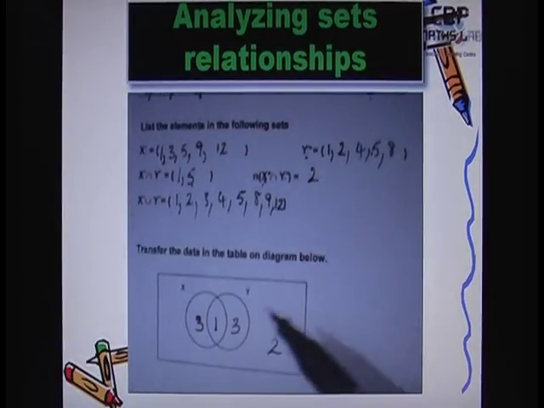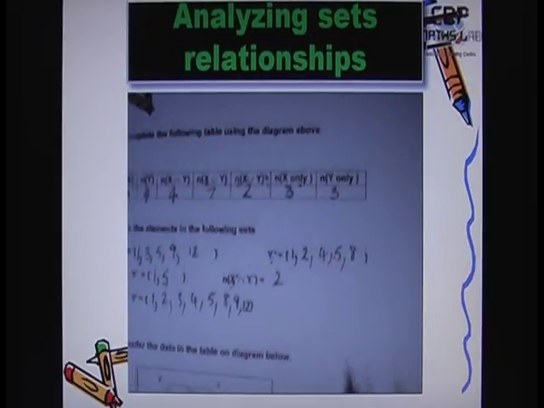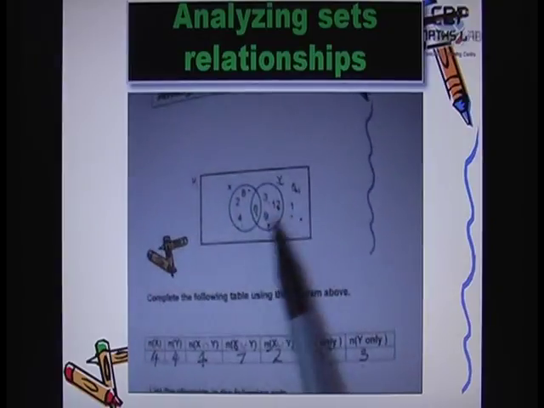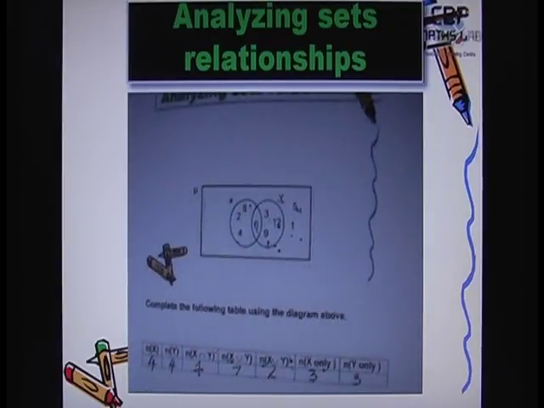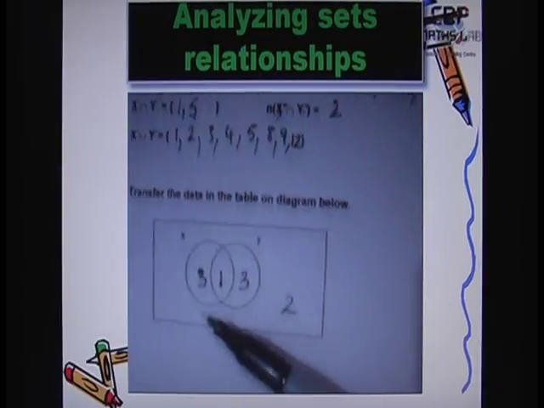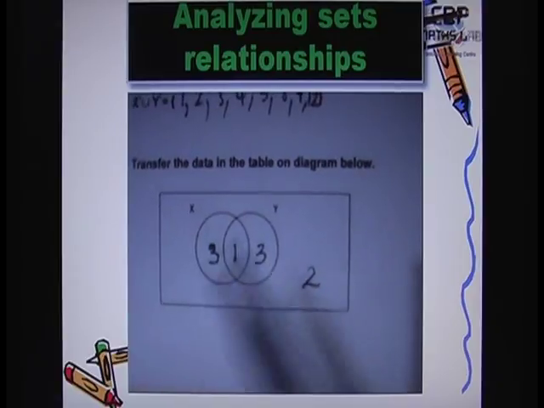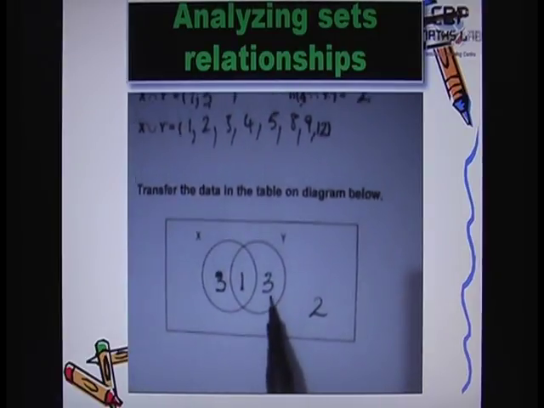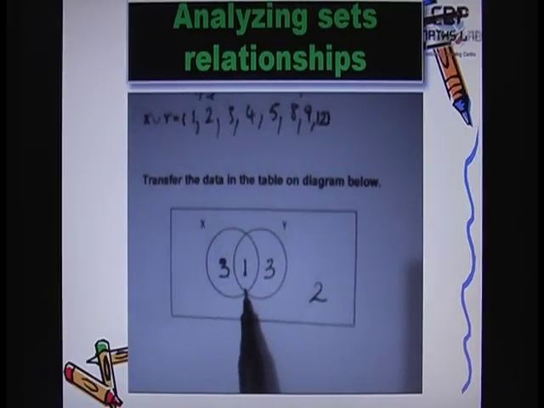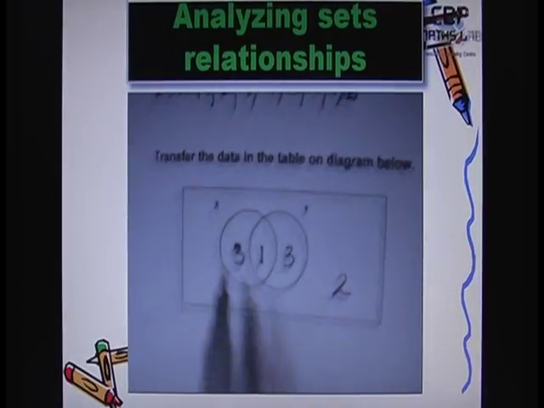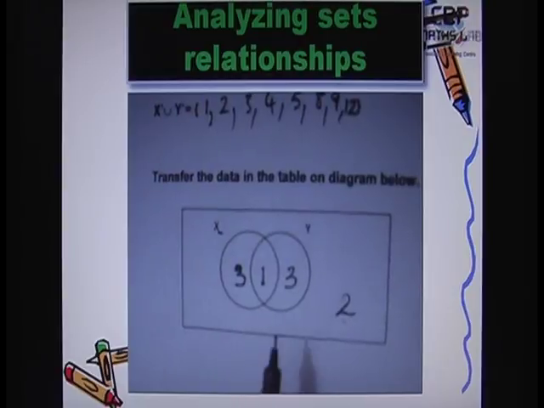Okay, so now what we have done, let's look at the difference between the 2 Venn diagrams. In this Venn diagram, we listed the elements this time. Good. And in this Venn diagram, we didn't list them, but we write the number of elements that are in each set. Good. So 3 is in X only, 3 is in Y only, 1 forms the intersection between the 2 sets, and 2 forms the complement of the X and Y union.